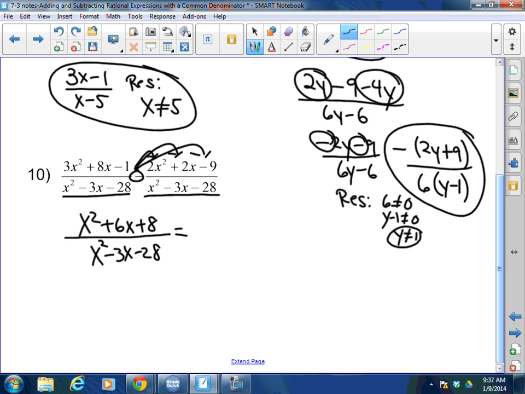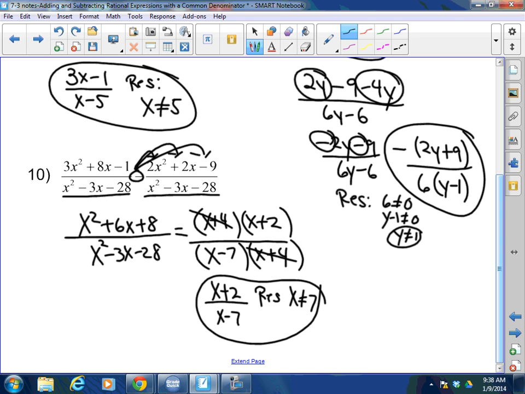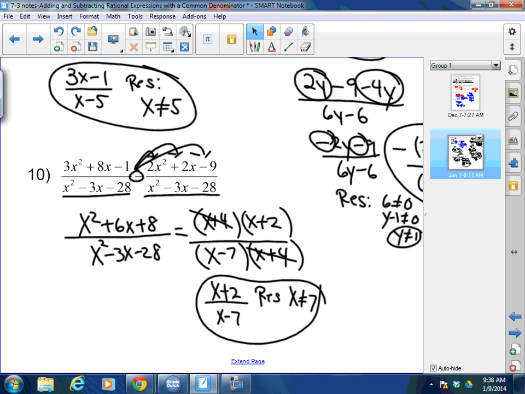Now factor. Come on, Morrow. That was weak. Sorry about that, y'all. What times what is 8 but when added together is 6? Excellent. And what times what is negative 28 but when added together is negative 3? Perfect. X plus 4's cancel. So I got x plus 2 over x minus 7 where the restriction is x cannot equal 7. That makes sense. Promise? All right, good deal. I think, yes sir, we are done.